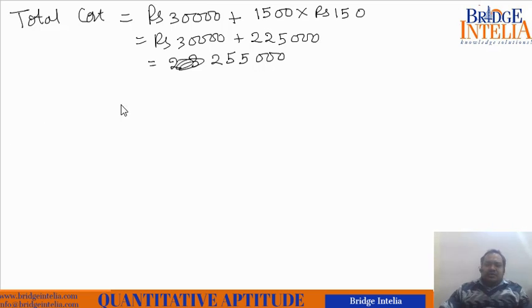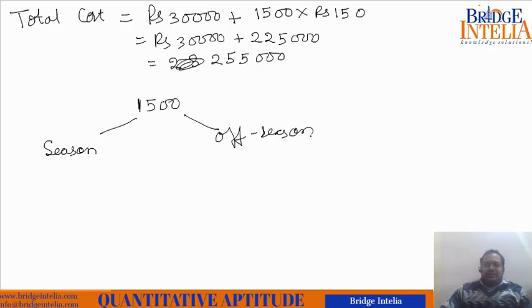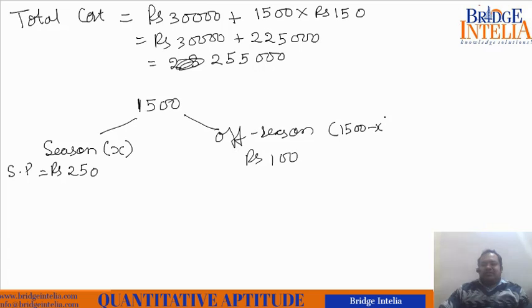Now question is, out of 1500 watches, how many are sold during season? How many are sold off season? So if you sell it during season, customer pays you rupees 250. If you sell it off season, customer pays you rupees 100. So assume that he sells X during season and 1500 minus X off season.